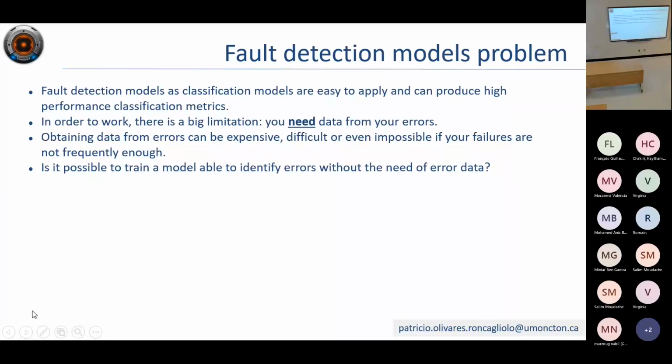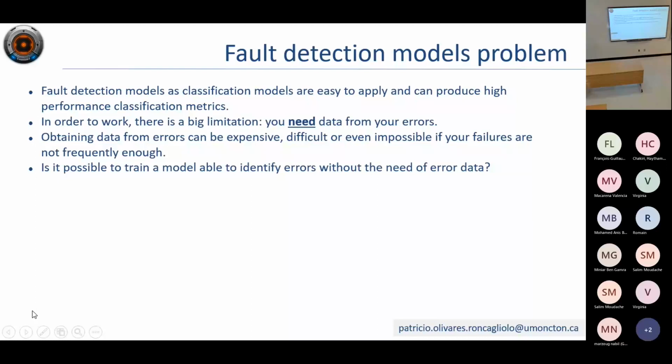The problem here is that there is a big limitation, and the limitation is that you need data from your errors. And that's a problem because, depending on the context that you are working in, obtaining data from the errors will probably be expensive, or even in some cases impossible to acquire, or impossible to acquire frequently enough to train a machine learning model. So that's a really big problem. As you can see here, obtaining data from errors can be expensive, difficult, even impossible if failures are not frequent enough.